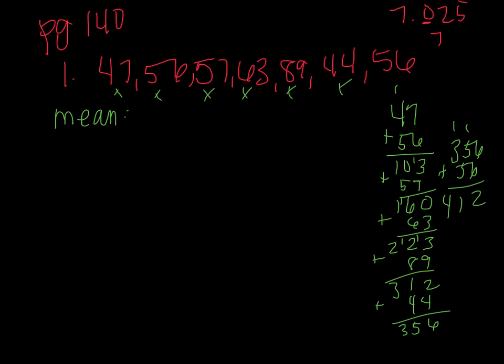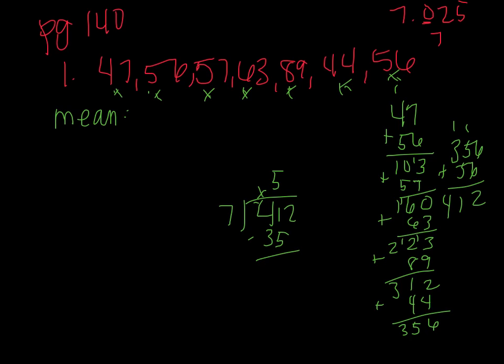Don't forget, though, to find your mean, you have to divide. After you add them all up, you have to divide it by the number of values. So here I have 1, 2, 3, 4, 5, 6, 7 values. So I need to do 412 divided by 7. 7 doesn't go into 4, so I can put an X there so I don't get mixed up on my place values. Does 7 go into 41? Yes, it does. How many times? I'm thinking 5.